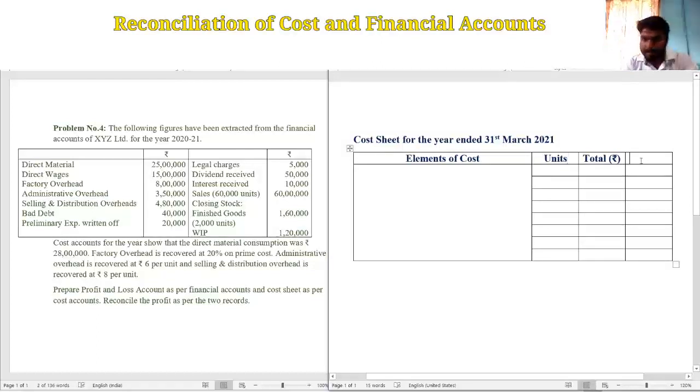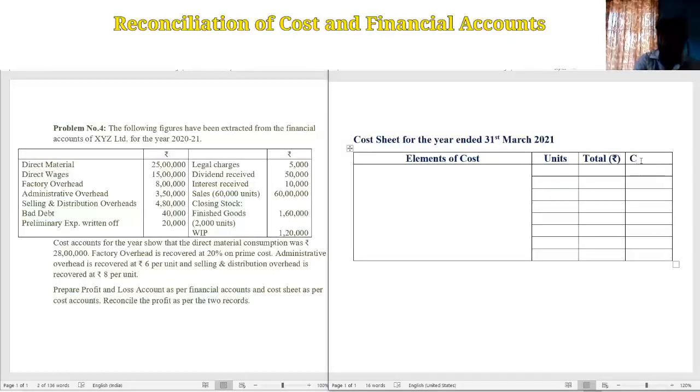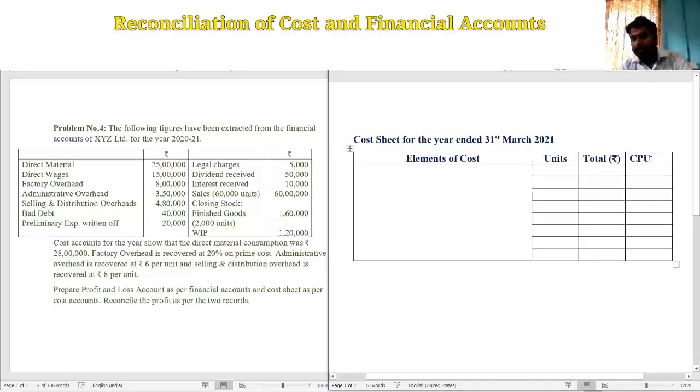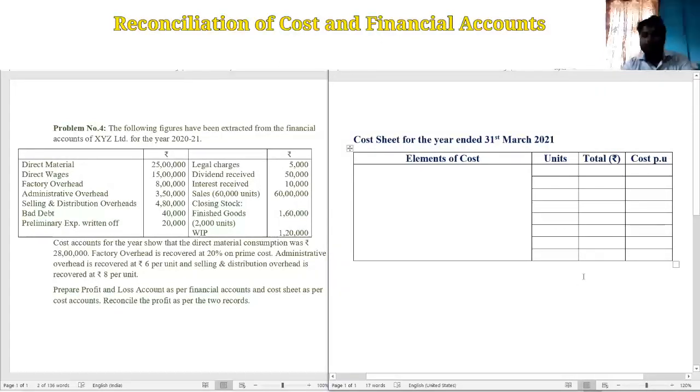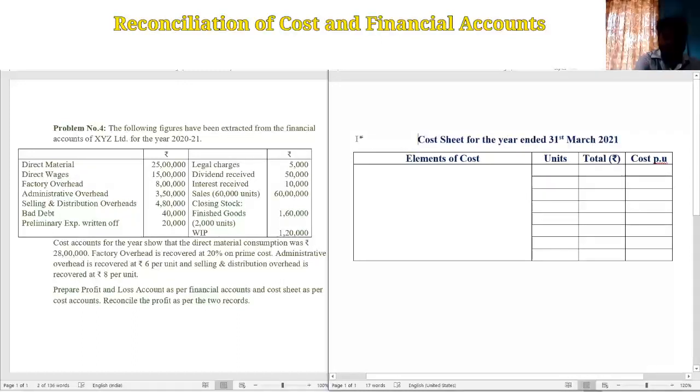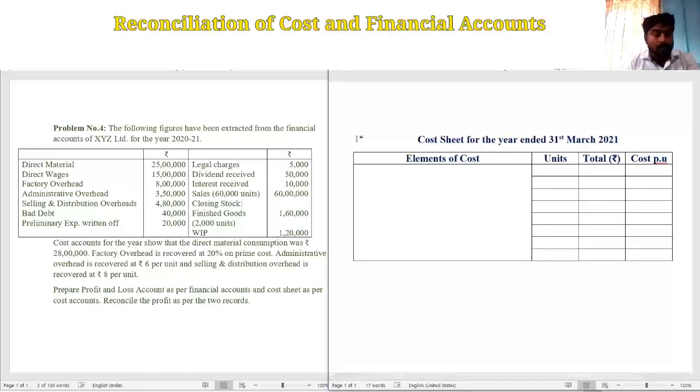Next column is total in terms of rupees. Third column is cost per unit. With regard to the preparation of cost sheet, the cost accounts for the year show that the direct material consumption was rupees 28 lakh.